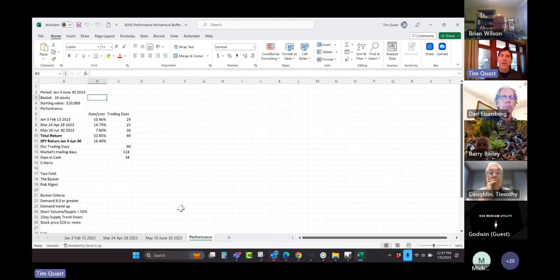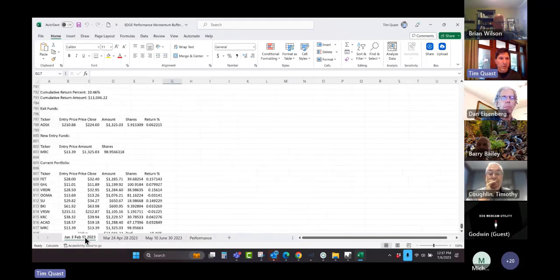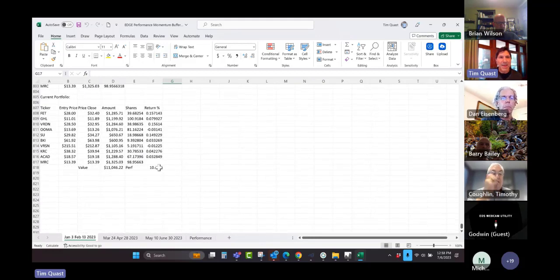It gave us 3 trading periods where those things were true. January 3rd to February 13th was a very good time to trade stocks. We had an initial value of 10,000 and a portfolio of 10 stocks, hit the button, and it took about 10 seconds to run. That produced a 10.5% return. Then you park it in cash and wait for the next entry period, which was March 24th.